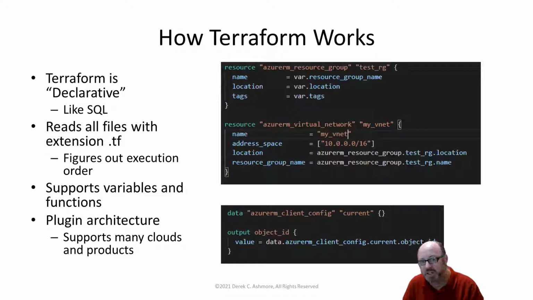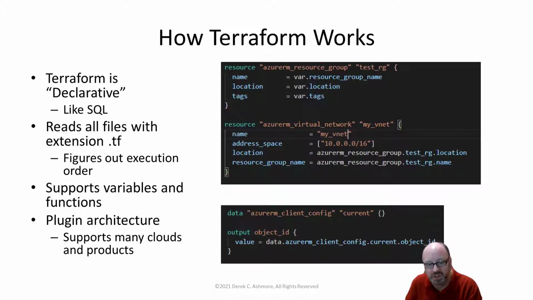How Terraform works, it's declarative. It's not like a procedural scripting resource like Python is, or a bash script. It's declarative. Basically, you put in Terraform code what you want your infrastructure to look like, and Terraform figures out the mechanics of getting it there. It sucks in all files with a TF extension, and it figures out the execution order. It doesn't matter which order you list your resources in your code, it'll figure out how to do it.